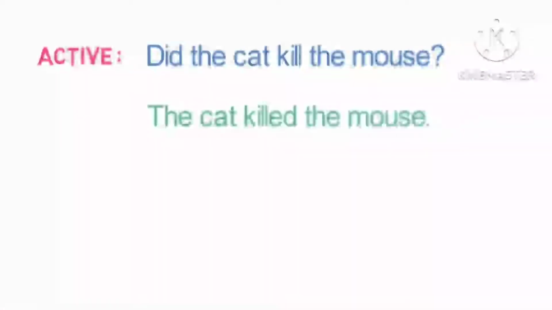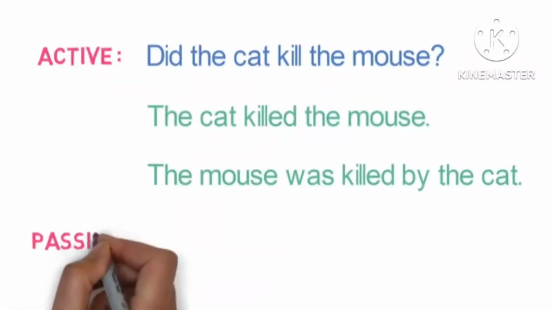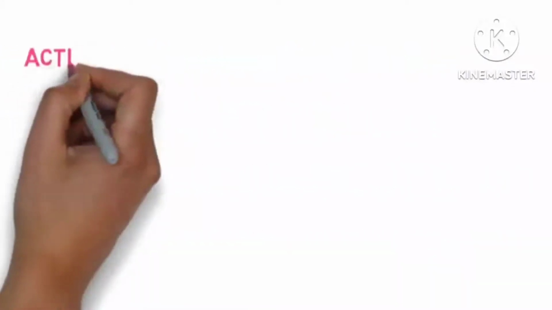Did the cat kill the mouse? Applying the next 5 steps, the sentence becomes the mouse was killed by the cat. Finally, converting it back to interrogative form, it becomes was the mouse killed by the cat? Let's look into the next example.